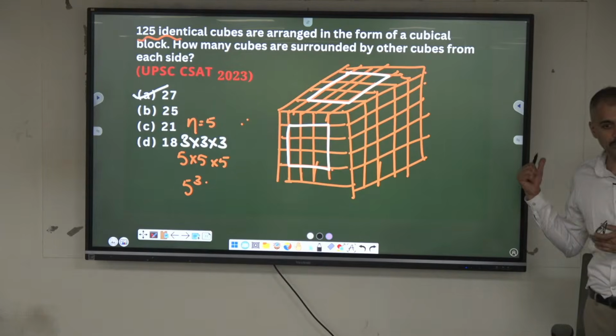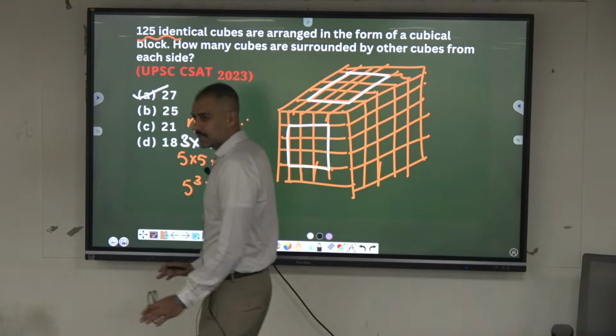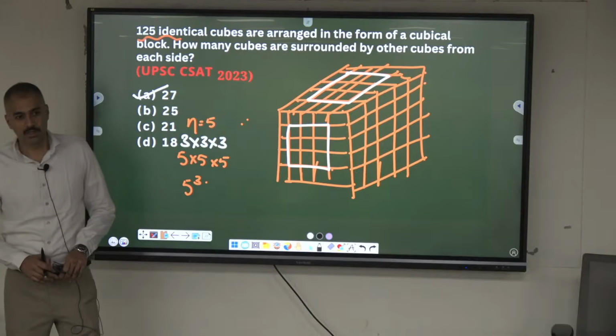Okay, revise the cubes and cuboids. We have some 4 to 5 varieties of questions, that's it. Glance through your notes.